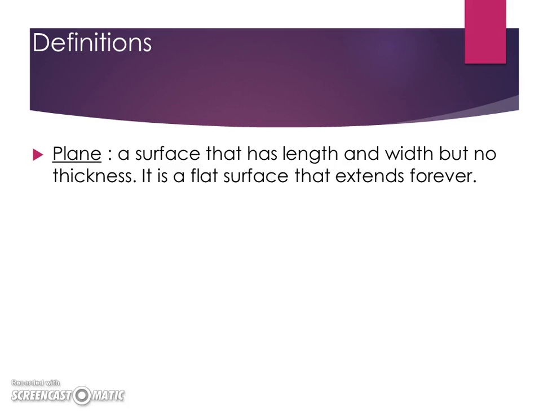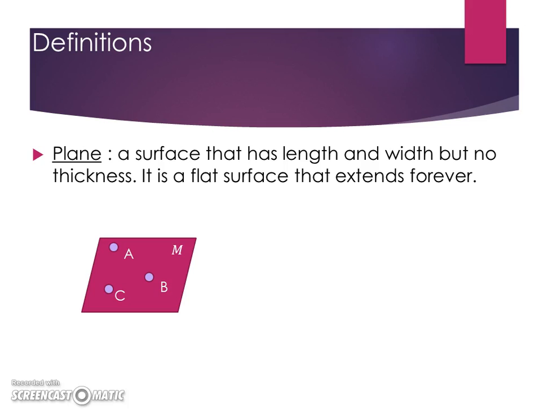So we're going to go into some more definitions. The first definition here is plane. It is a surface that has length and width but no thickness. It's a flat surface that extends forever. So think of a four-sided shape that just goes on forever, and that's what a plane is.